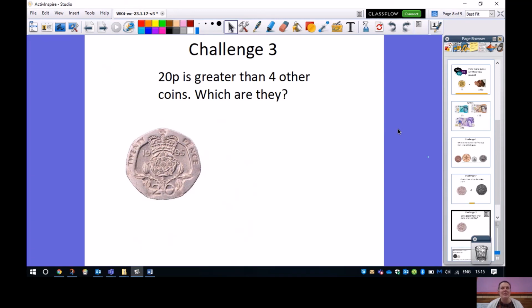Well, 50p I remember is bigger than 20p, and I know a pound is bigger than 20p. Oh, I could have a 1 penny, a 2 penny, a 5p, and a 10p. 1p, 2 pennies, 5p, 10p. Yeah, they are all smaller than 20p.